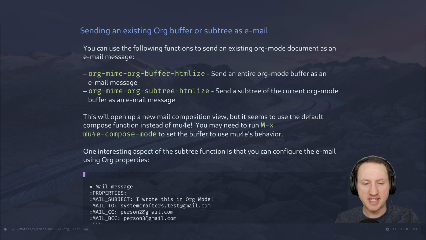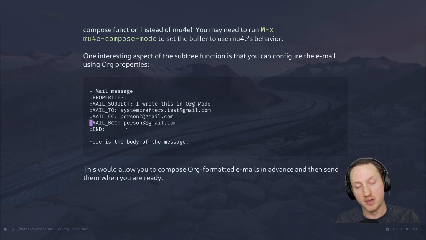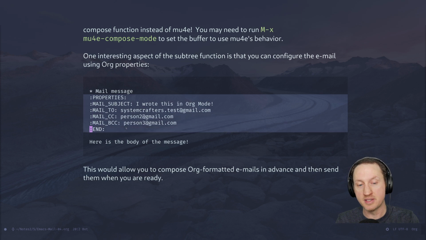So one last thing that's kind of interesting about using this for sending the subtree of an org document is you can write an email message as a subtree in a document and then use org properties to set the recipients and subject line of the email message. So you don't have to use the composition view at all. You can just write a mail using plain org mode document and then set all of these things inside of properties.